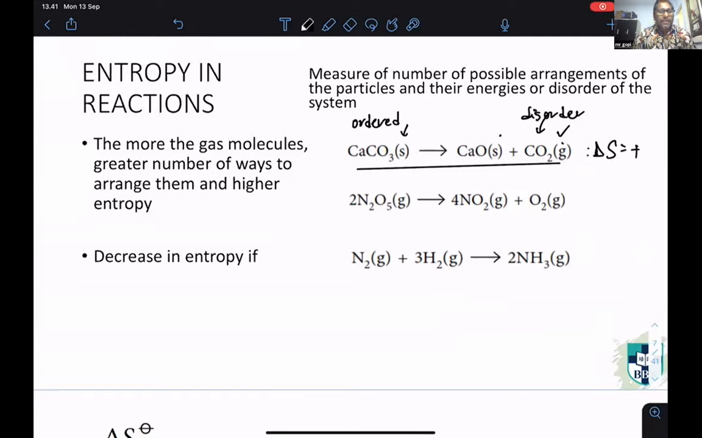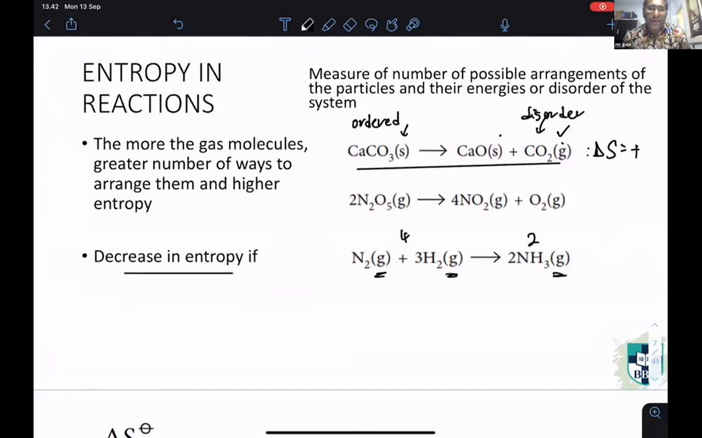And you can say if it is going to be a decrease in entropy, how do I predict that? You look at the equation from gas. But if you look at this, four moles of gas, one mole of nitrogen and three moles of hydrogen, they are going to give you two moles of ammonia. There is a decrease in the number of molecules of gases.